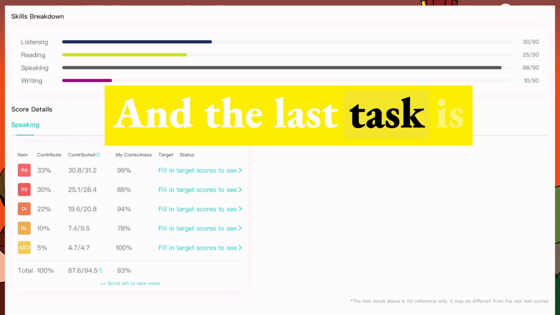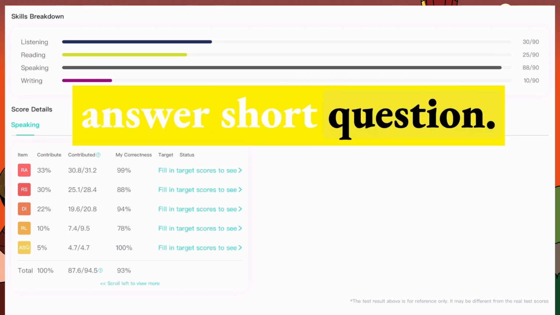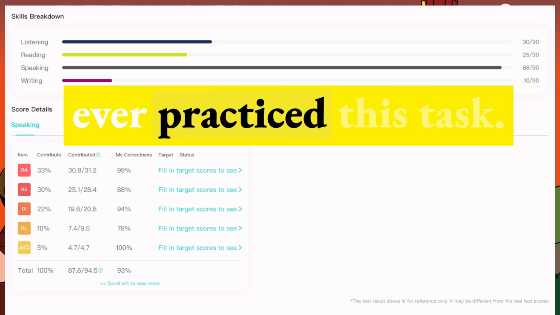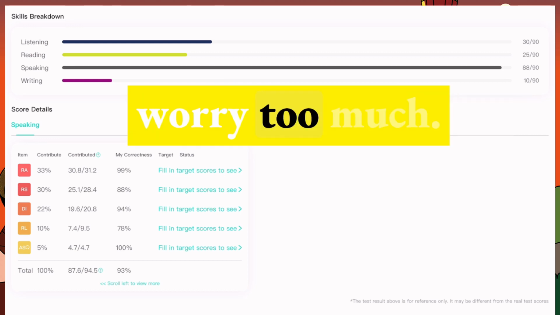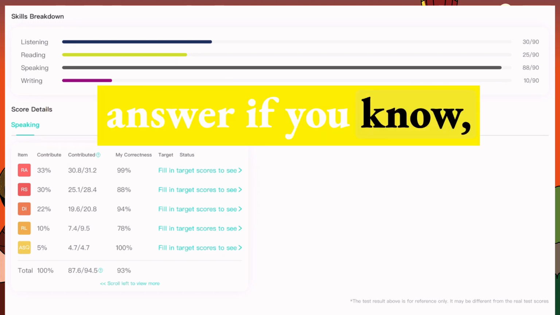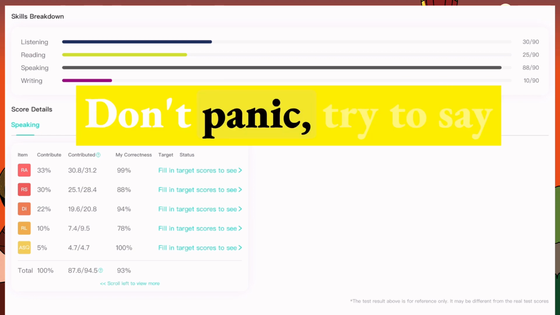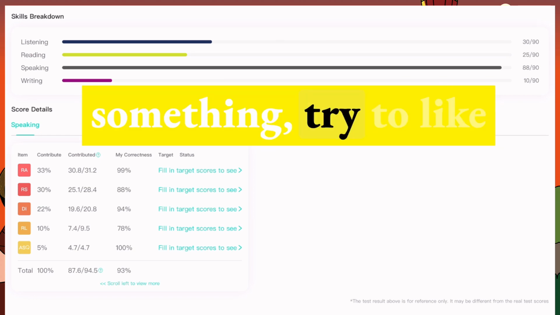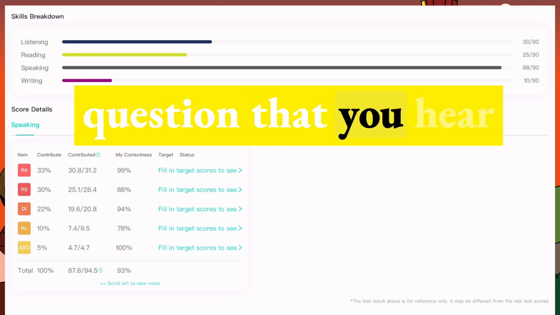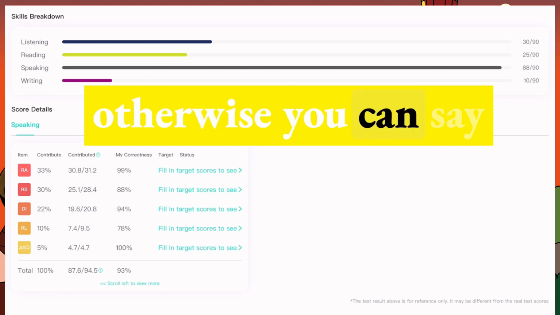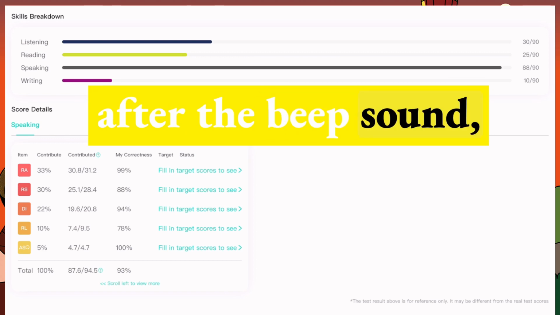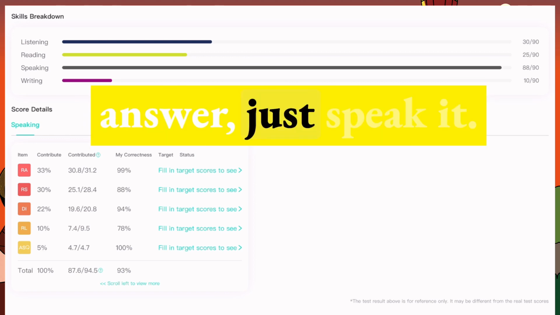And the last task is answer short question. I never ever practiced this task. You don't need to worry too much. You can say the answer if you know. But if you don't, don't panic. Try to say something. Try to repeat the keyword that you hear from the question in the audio, or otherwise you can say something. Don't leave it blank, don't leave it empty. After the beep sound, try to say something. If you know the answer, just speak it.